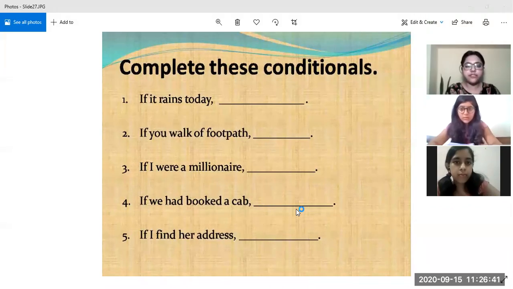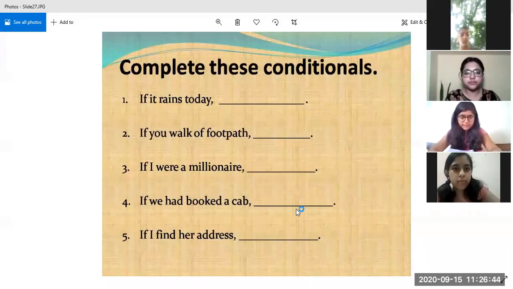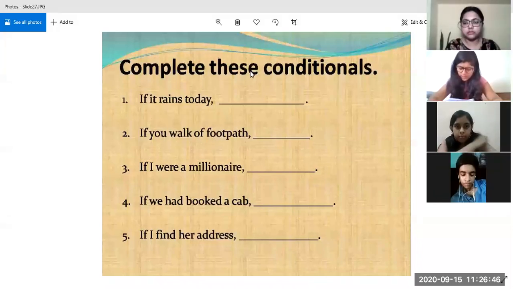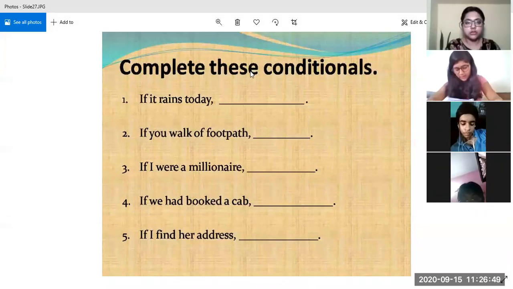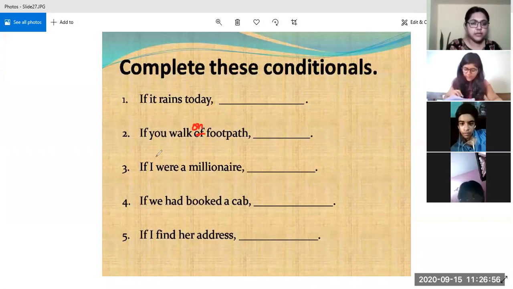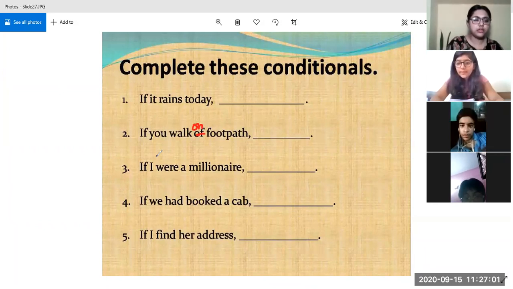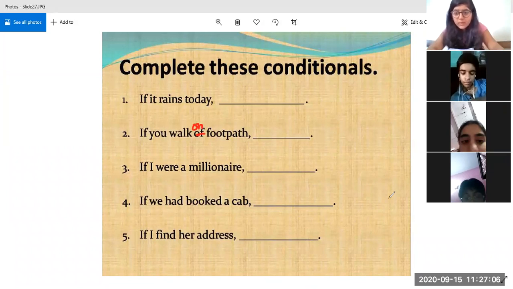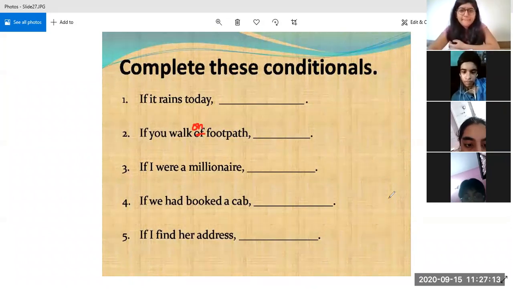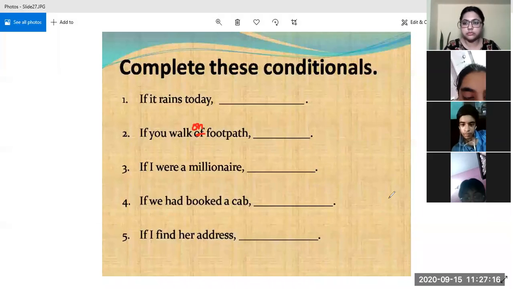So next is: if you walk on footpath, then dash. You have to complete the sentence. Let me see who will give the answer. Who has not answered so far? Nandika. Yes, Nandika. If you walk on footpath, what will happen?